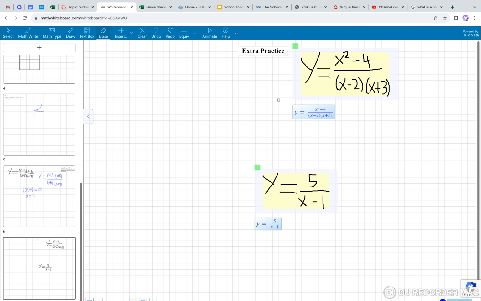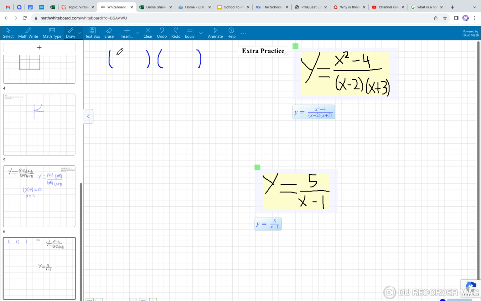Okay, here we go. This first one, I want to find vertical asymptotes, horizontal asymptotes, and holes. First, I think what we should do is factor the top. If you recall, you can factor the top. Well, it's x squared minus 4.